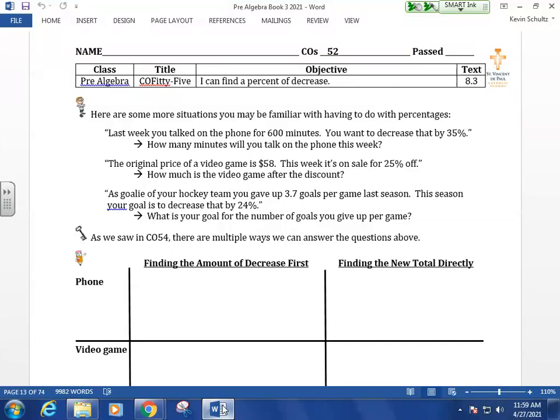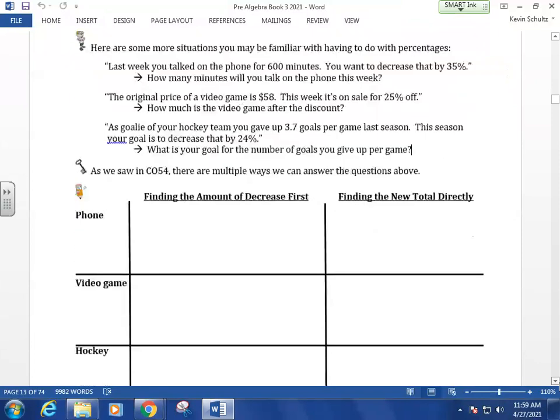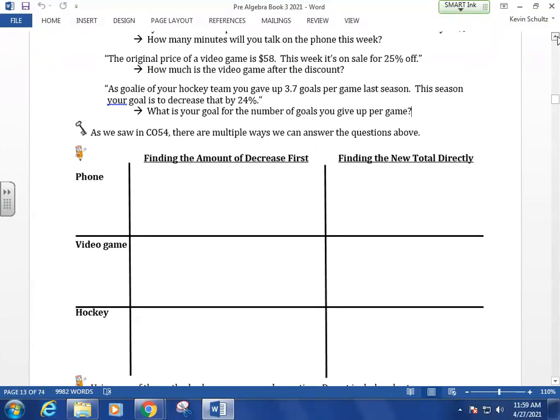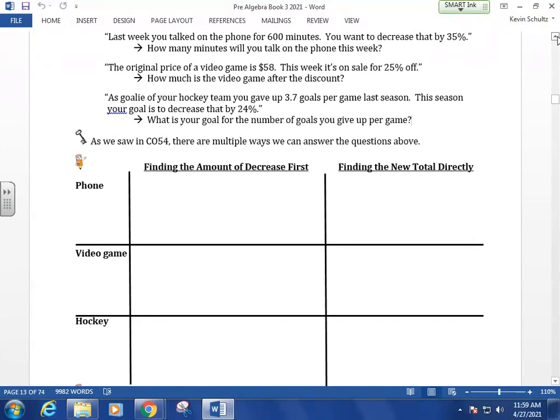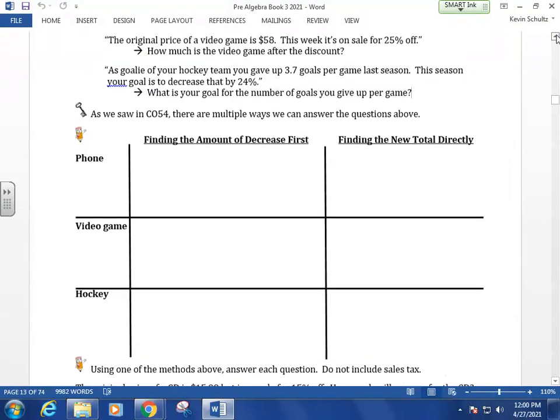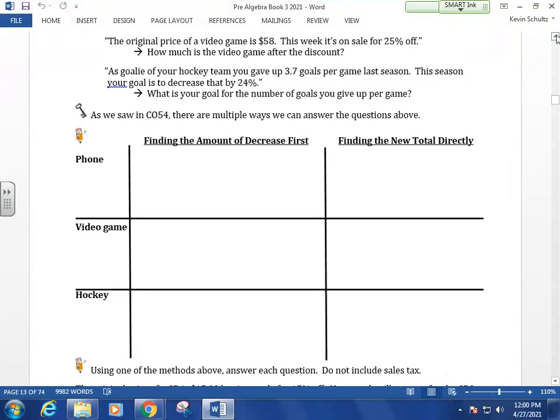Okay? So looking at this second method here of finding the new total directly, that's the one that we're going to focus on. So see if I can get all three on here again. I'll just remember 600 minutes, 35%. So there we go. In CO54, when we found an increase, what did we do? We took the original value and we added the percent to 100% and multiplied.